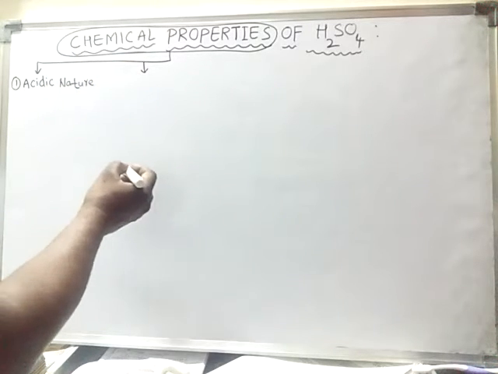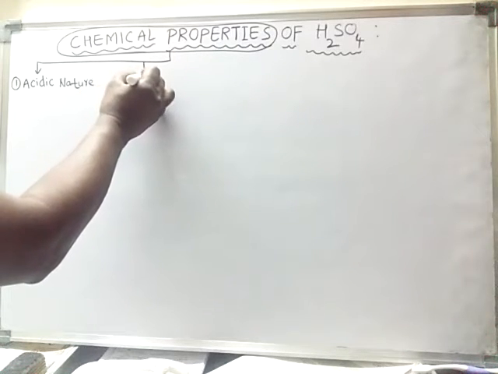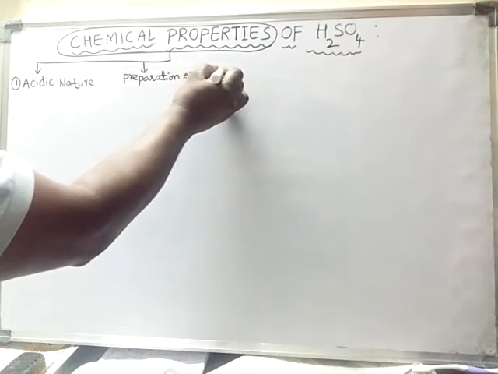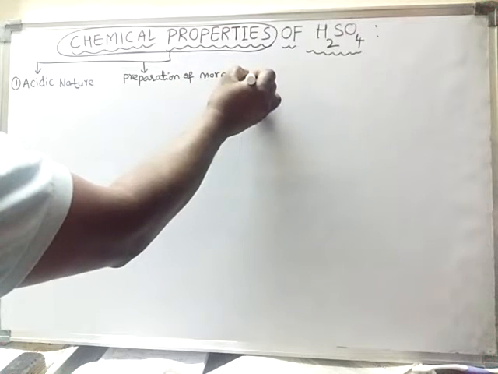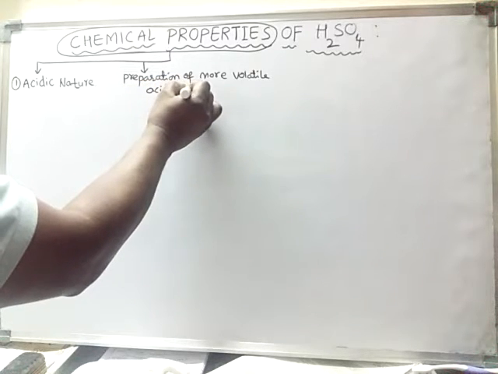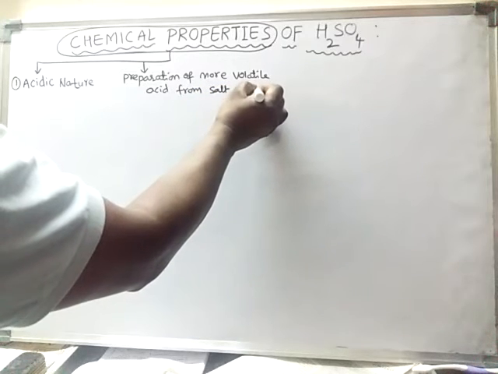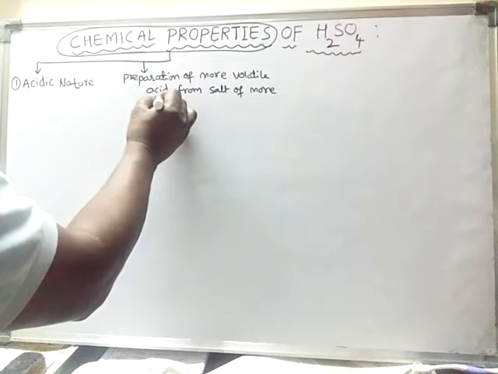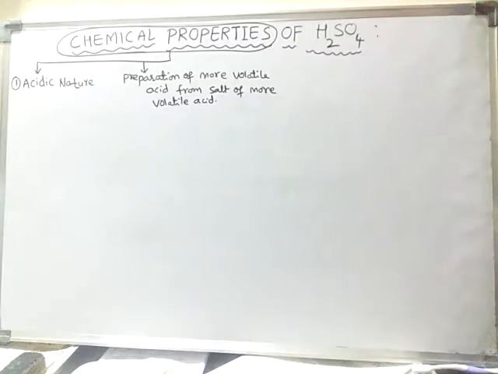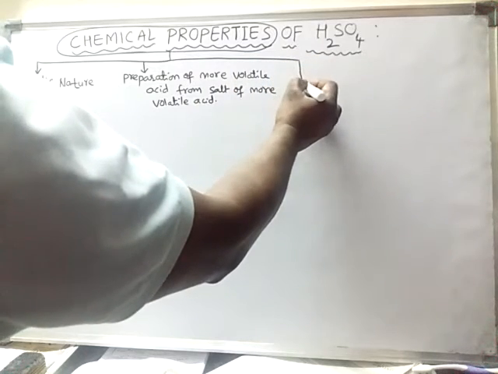Second, sulfuric acid is used for the preparation of more volatile acid from salt of more volatile acid. So this is another chemical property shown by sulfuric acid.